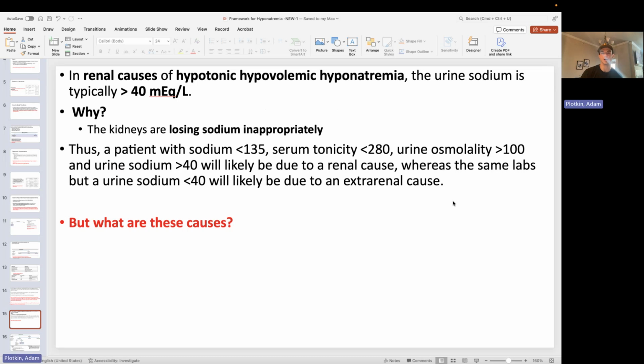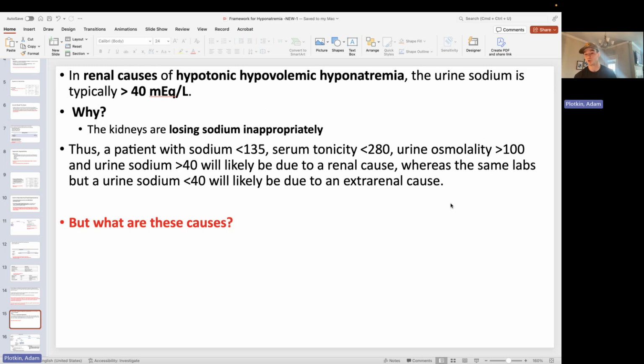So in renal causes of hypotonic hypovolemic hyponatremia, the urine sodium is typically greater than 40. In this case, it's because the kidneys are losing sodium inappropriately. So if we have a patient who has a serum sodium of less than 135, their serum tonicity is less than 280, and their urine osmolality is greater than 100, we're all pointing towards hypotonic hypovolemic hyponatremia, for exactly the reasons we've talked about, okay? Then we look at their urine sodium, right? If their urine sodium is greater than 40, we're like, this is likely due to a renal cause because we're dumping sodium into the urine, okay?